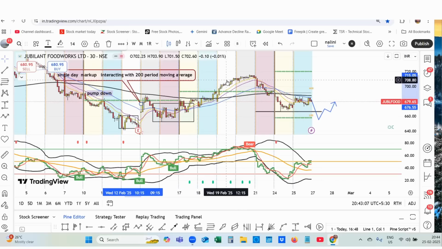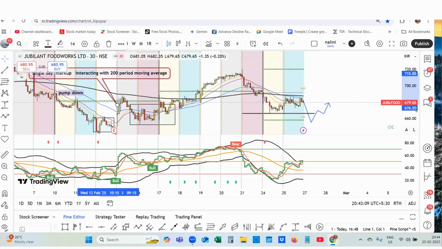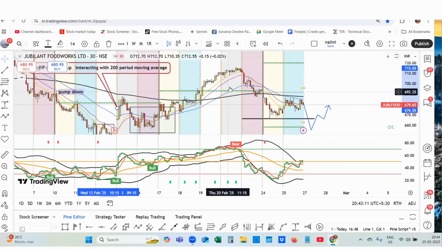It made a peak formation here. Peak formation, and automatically it is plotting a bear. Bear means it is showing a divergence. What we are saying is, price is making a higher high and it is showing a divergence, and the rest is history. Jubilant Food, I had mentioned on Friday, it is going to fall.